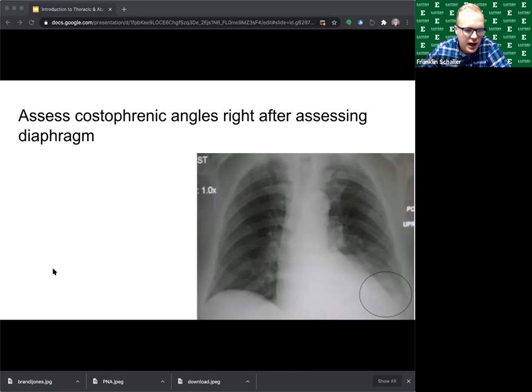And other etiologies that could cause costophrenic blunting, perhaps lung hyperinflation, like seen in your COPD patients. What do you guys think about this chest x-ray that you see on the screen here? Do you guys see the costophrenic angle clearly on both sides, or do you see some costophrenic blunting? No, blunting on the left. Blunting for sure on the left. I agree 100%. So this is costophrenic blunting due to pneumonia on the left.